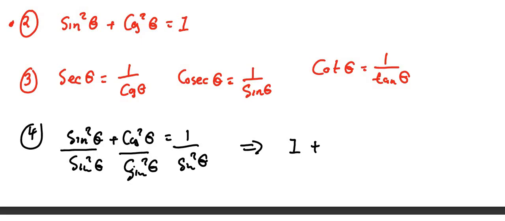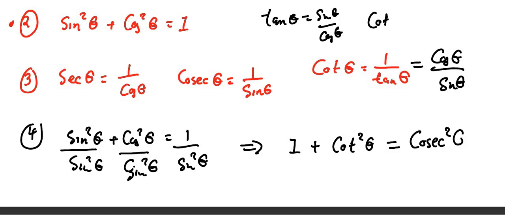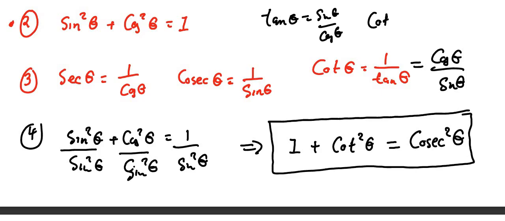Now remember what cot is. Since tan is equal to sine over cos, and cot is the reciprocal of tan, this here is the same as cos over sine, just flipping them, interchanging them. So when you see cos over sine, they're both squared, so this will give us cot squared theta. 1 over sine is cosec, but the sine here is squared, so this is going to be cosec squared. So this gives us the fourth identity when you divide throughout by sine squared.